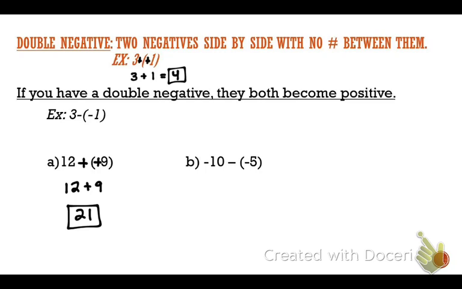Negative 10 minus negative 5. Do you see a double negative? Yes. A double negative is two negatives side by side with no number between them. Who can come up to the board and show me where the double negative is? All right, Riley, come on up.